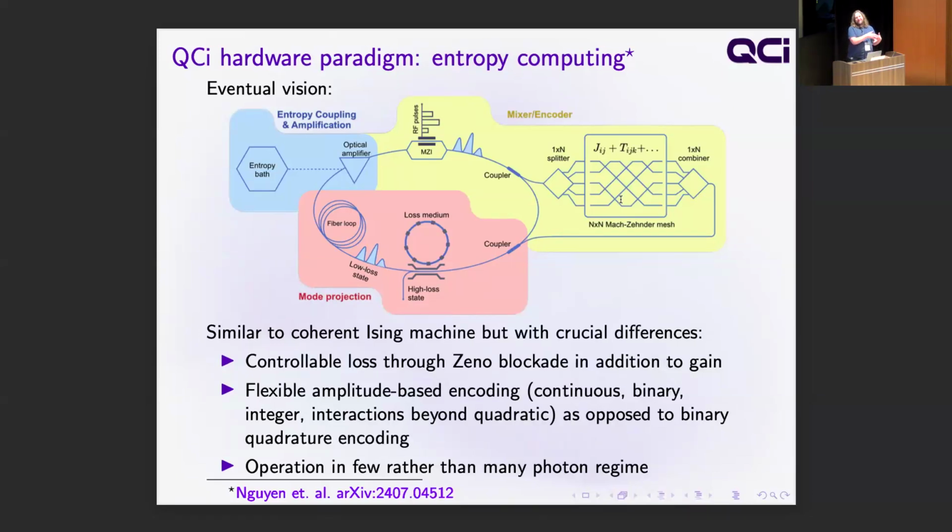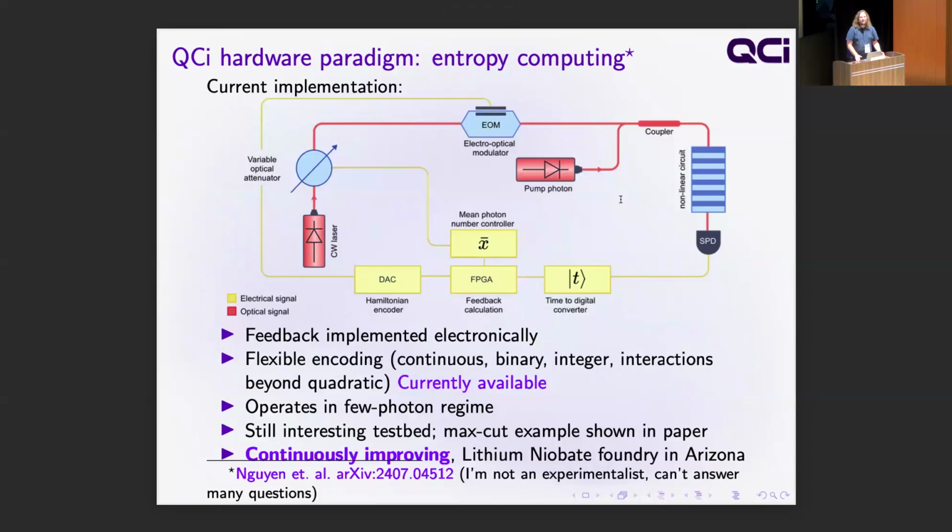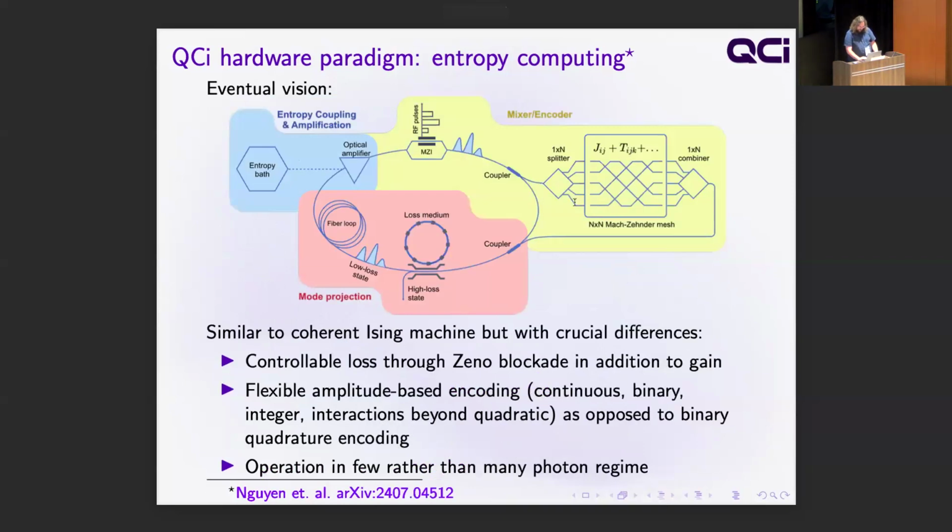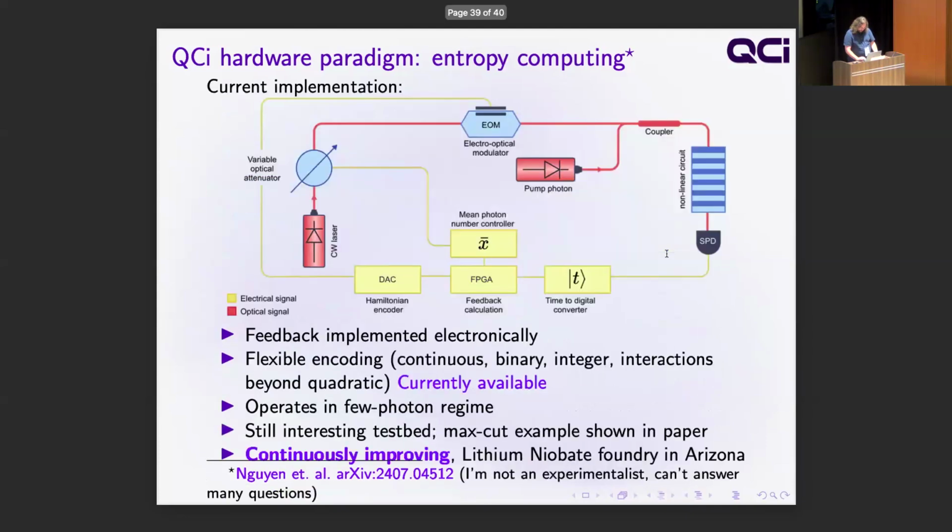So you can now see why results showing you need both loss and gain fit in with what the company's looking at. Of course, what we have today is not quite that yet. Right now, the hardware is based on FPGA feedback, because implementing this sort of mixer is hard. Implementing that all optically is difficult, but everything's continuously improving, and the company has built a foundry in Arizona to make things out of lithium niobate.